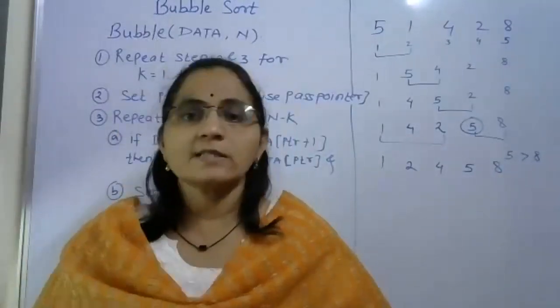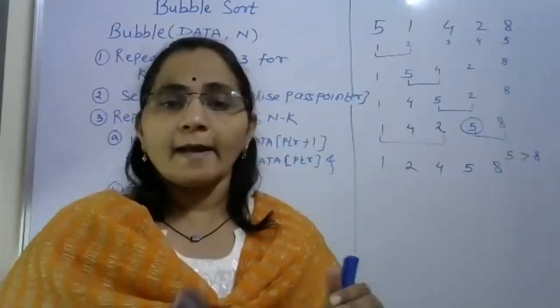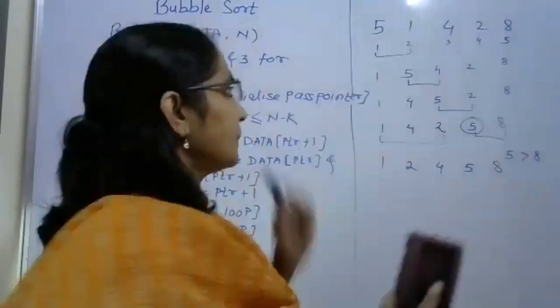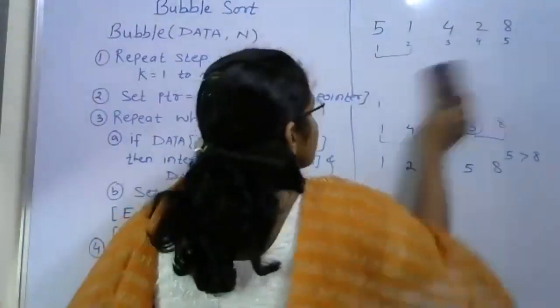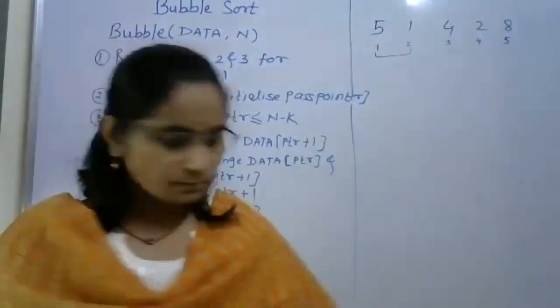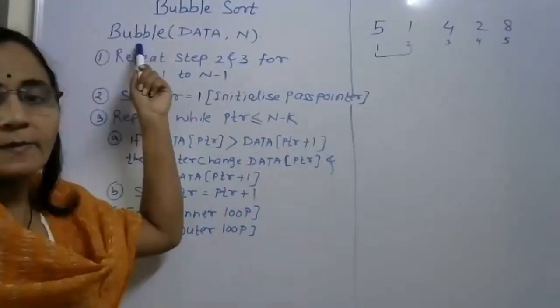Now we will see the actual algorithm of the bubble sort, then the tracing of the algorithm with this same data. Okay, so now we discuss the algorithm. So what is the algorithm? See, the name of the algorithm is bubble.